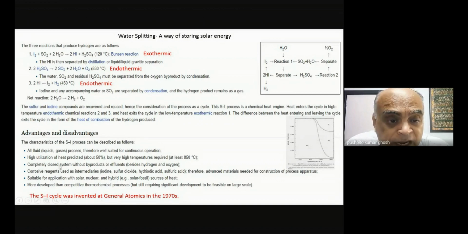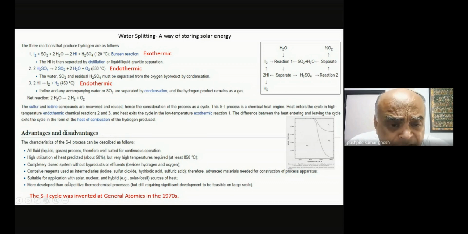Completely closed system, without byproducts or effluents. Beautiful. I only need an input of water. I get oxygen and hydrogen coming out. Everything else is recycled. Now, disadvantage: corrosive reagents. So you need advanced materials for fabrication of these reactors. It would be very well suited to solar, nuclear energy. I mean, even in nuclear energy, we generate these kinds of very high temperatures now. So one could easily carry out this SI cycle.